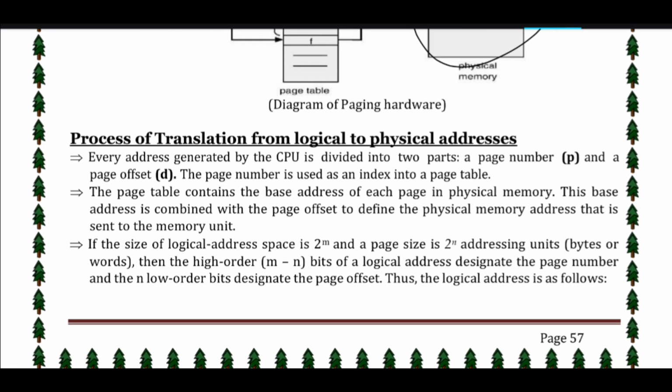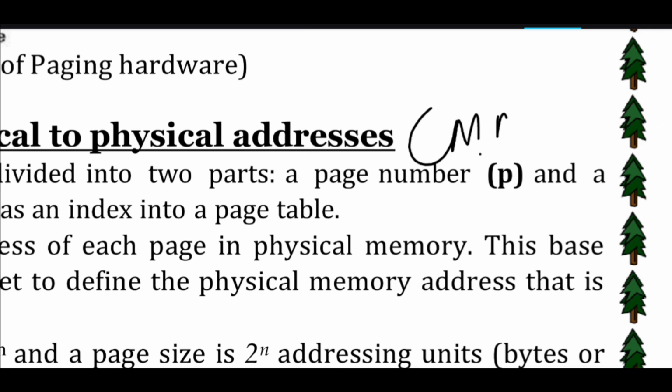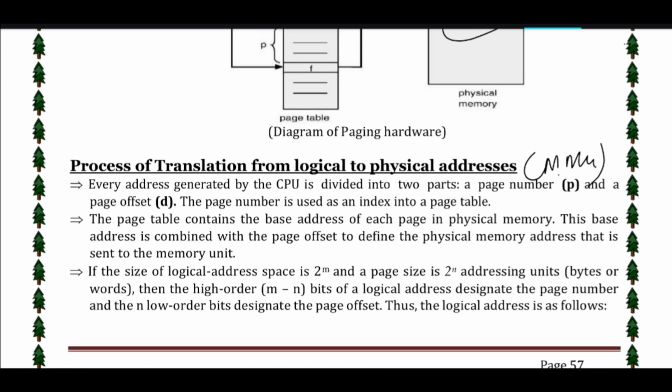Then here is our process of translation from logical to physical address. It takes place through our memory management unit. Don't skip the memory management unit, you have to mention it in your semester exams. Every address generated by the CPU is divided into two parts: a page number and a page offset.